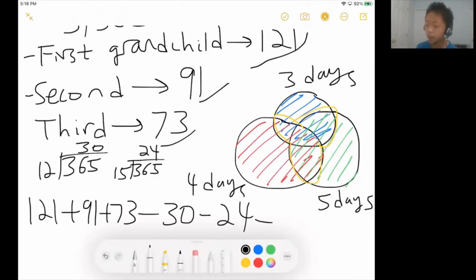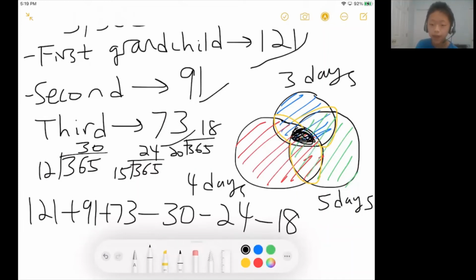And finally, we need to subtract out the cases when the second and the third child both call on the same day. So every 4 days, every 5 days, so every 20 days. So we would do 365 divided by 20, and we would get 18 with a remainder of 5. But it turns out we're still not done yet, because we're almost done with the problem, but we have to take a look at this middle region, right? This middle overlap region that's covered by all 3 possibilities.